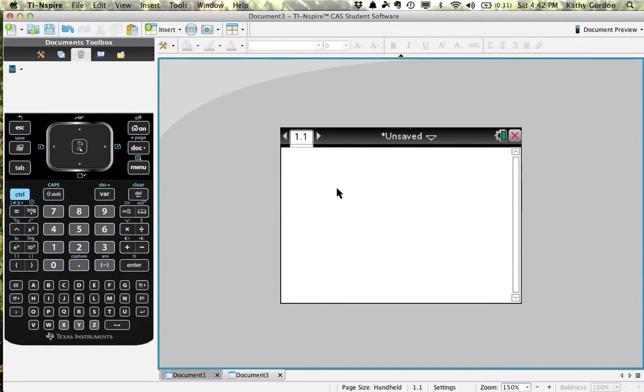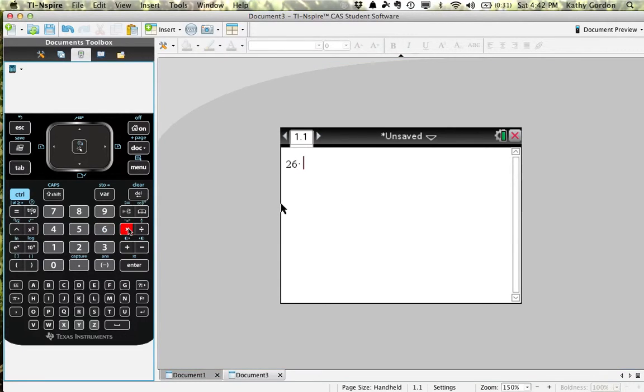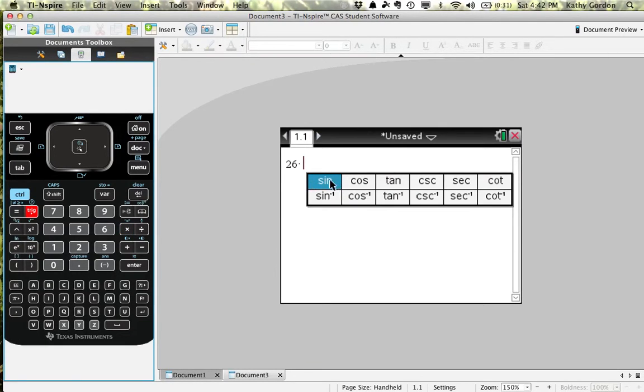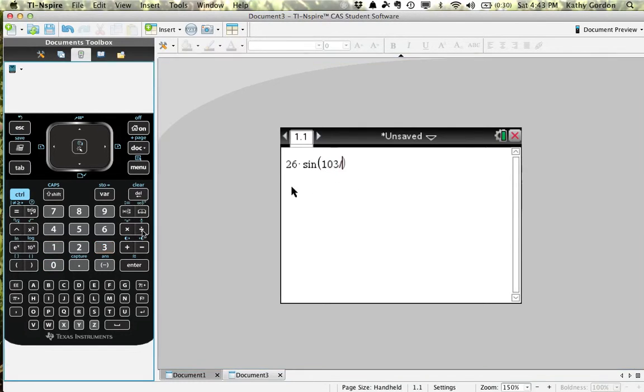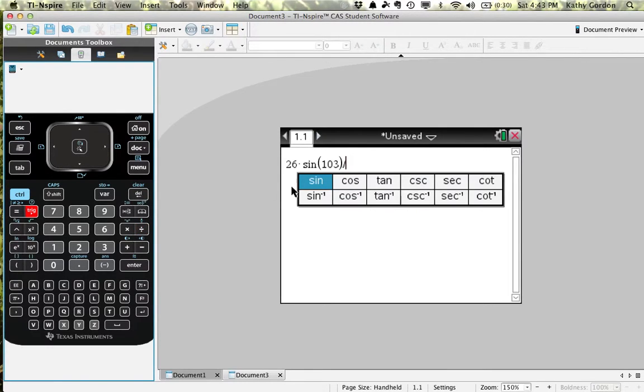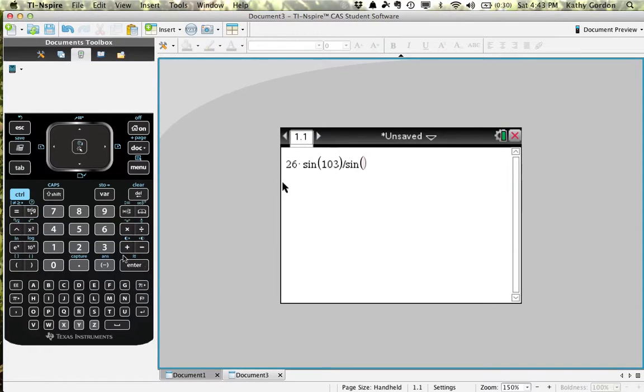Make that a calculator, and we're ready to go. All right, so now we can take 26 times the sine, which is here under the trig button, the sine of 103, and then divide all of that. Whoops, I need to get out of my parentheses there. There we go. Divide all of that by the sine of 28.